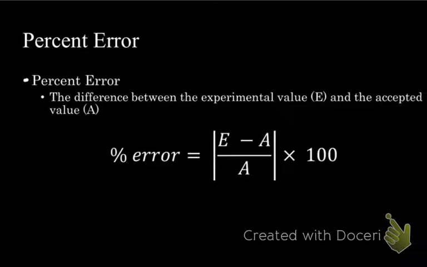So to do that, we're going to take the experimental value, which is represented as E here, minus the accepted value, which is the true or actual value, divided by the accepted value, and then that amount times 100. You'll also notice those two bars on the side of the equation. Those refer to something called absolute value. With absolute value bars, you would take the positive value. So for example, if this gave us a negative number, we would take the positive number and then multiply that by 100. So let's do an example.